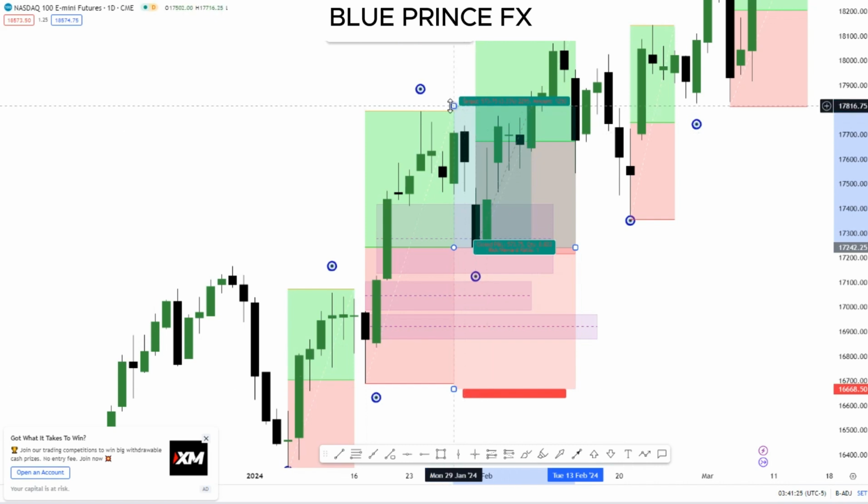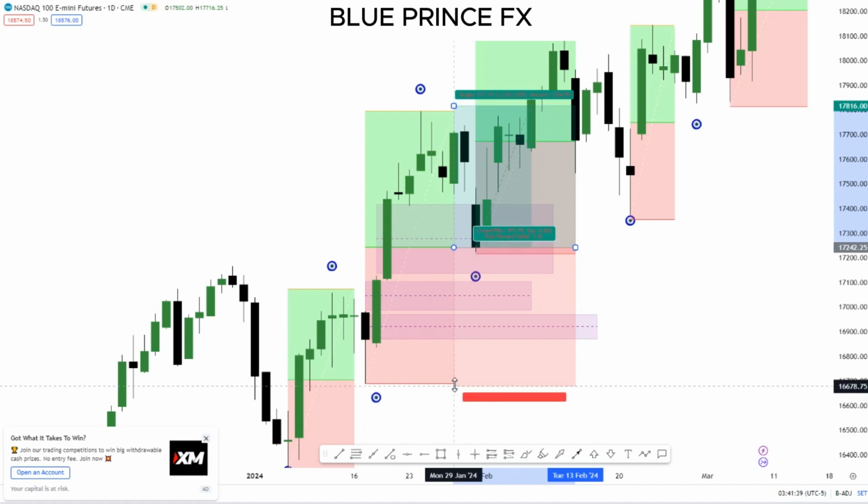So where's your target? You target your high here. Why? Because the next target is our draw on liquidity, because the market is bullish, meaning that the market is breaking the highs and keeping the lows. So if the market comes below this low, we expect a change in a state of delivery, meaning we expect the market to go bearish and no longer bullish, right?